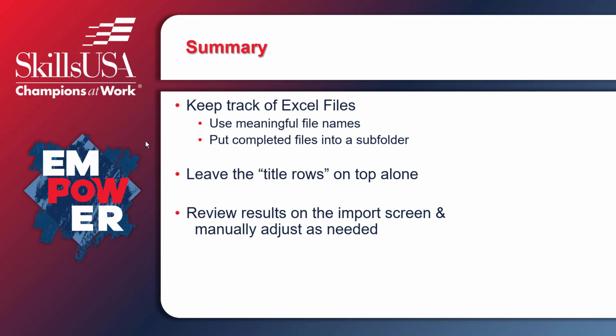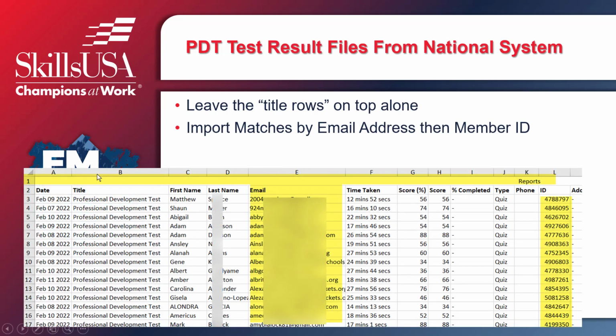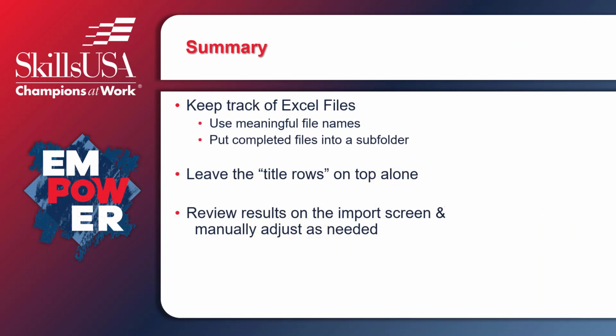Don't mess with those title rows on top. Remember, each one of these needs to have those 2 rows on the top. Every one of these files will look exactly like this one, where there's that report heading row in 1 and the titles of the columns in row 2. You don't want to mess with any of those. Just leave them as they are.